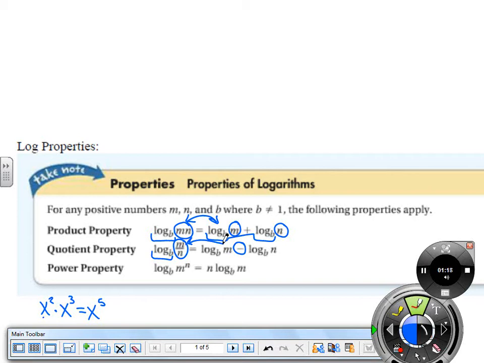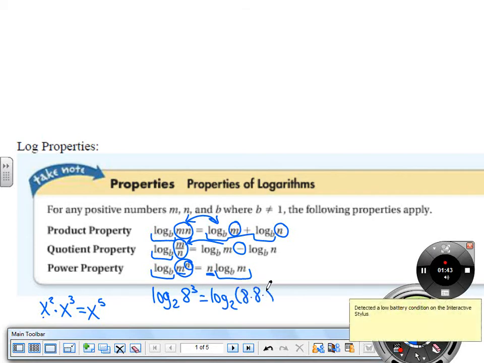And then there is a power property. If we have the logarithm, but inside the logarithm you have a power, so you have a base and you have an exponent, that is the same thing as having that exponent out in front and then just the log of that base. Because if you think about it, let's say it was log base 2 of 8 to the third. That's the same thing as log base 2 of 8 times 8 times 8.